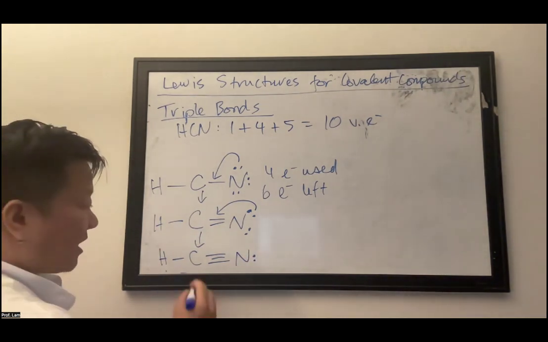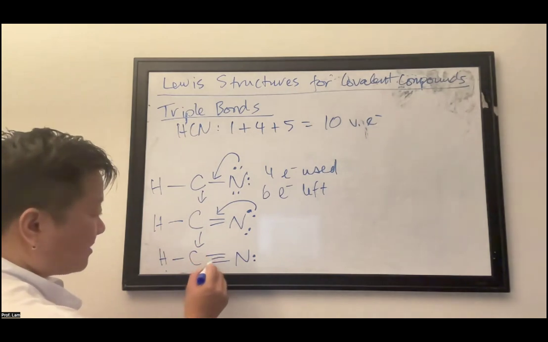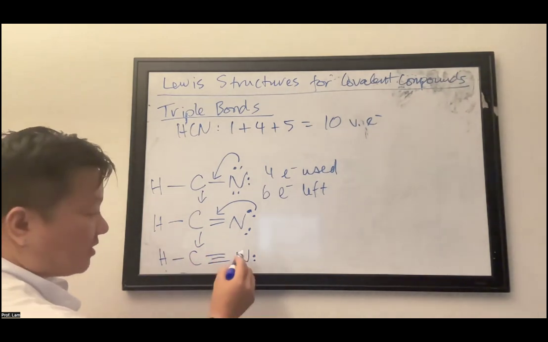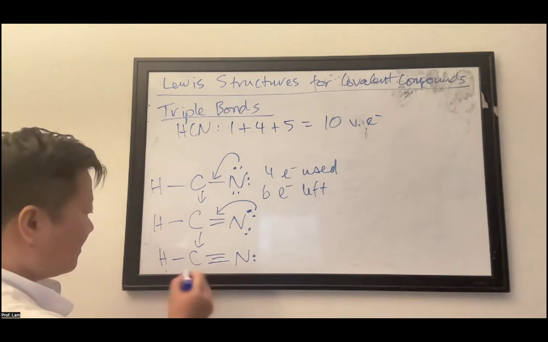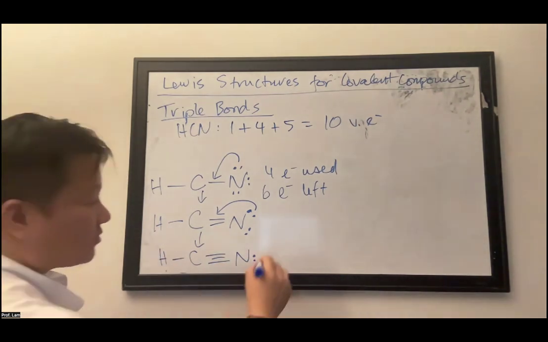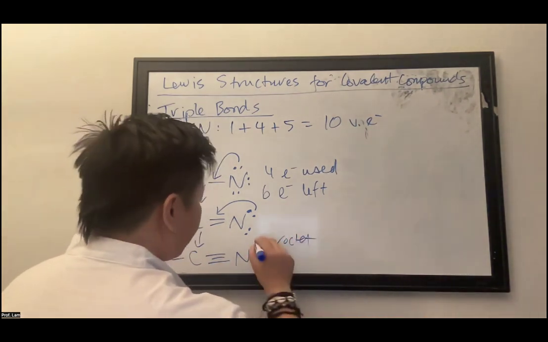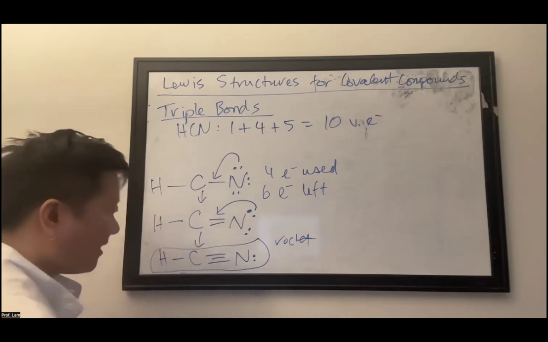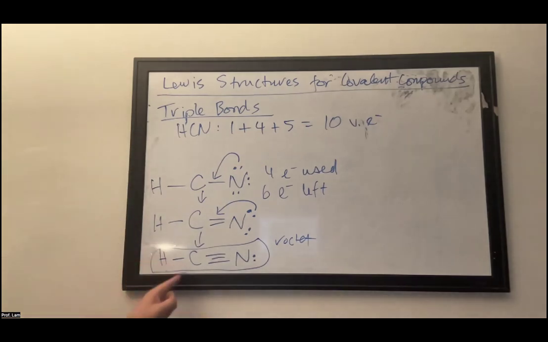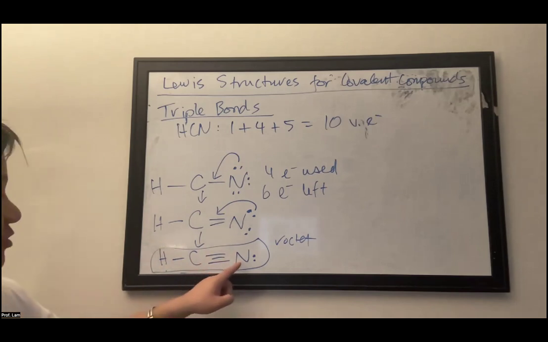Okay. Check carbon for octet. 2, 4, 6, 8. Nitrogen 2, 4, 6, 8. Hydrogen with 2. Everybody's cool with octet. That's got to be our structure. And look at our bonding pattern. Hydrogen makes 1 bond. Carbon likes to make 4 bonds, no lone pair. Nitrogen likes to make 3 bonds and 1 lone pair.